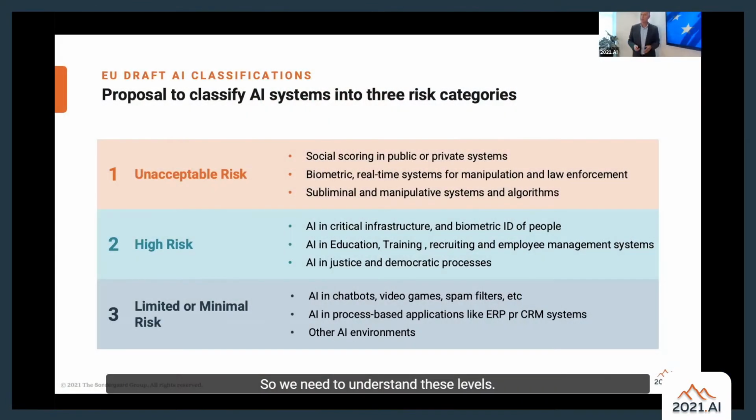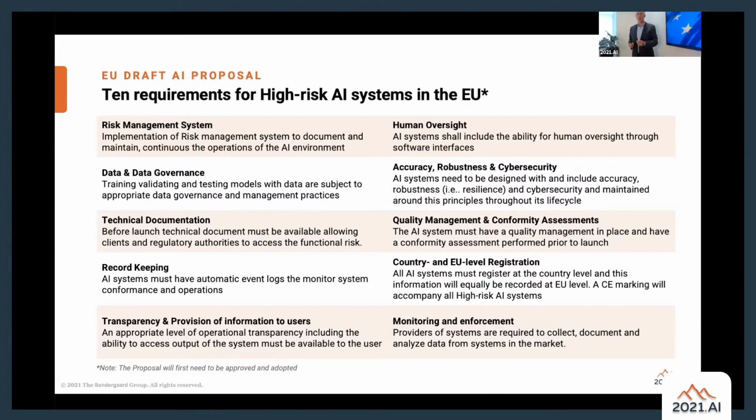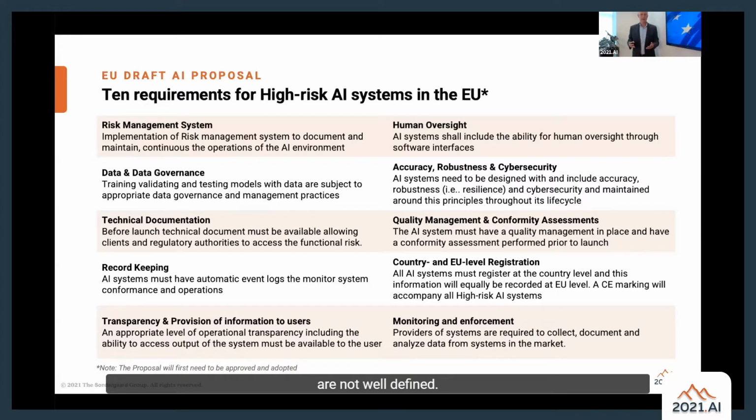So we need to understand these levels. Now, it's clear that the boundaries between the three are not well defined. It's also clear that over time, certain AI environments will move from one to the other as we gain sophistication in the deployments. Now, of the three, the high risk category is in the document probably the best defined.